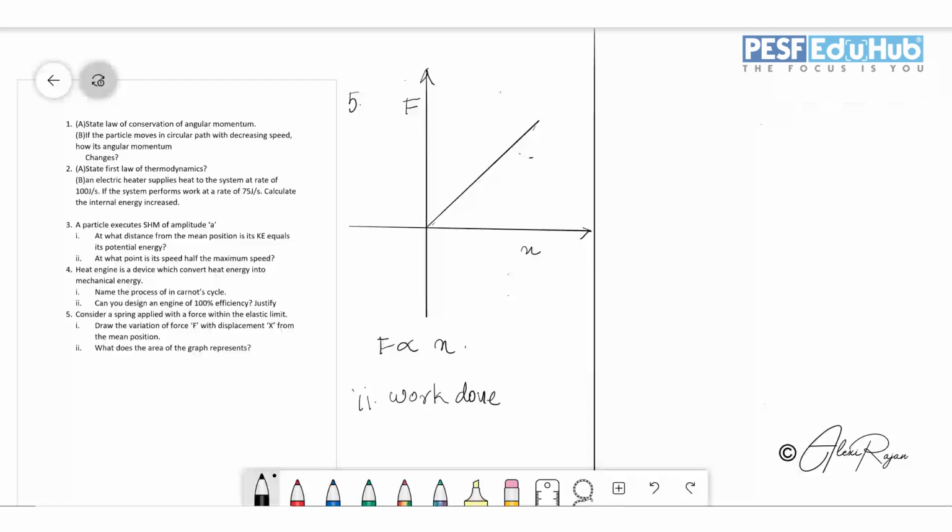But here, what system is this? This is a spring system, right? So the work done on this particular spring will be stored as its what? Potential energy. So more precisely, you can say it will give you the potential energy. So the area of the graph represents the potential energy. So that's it.